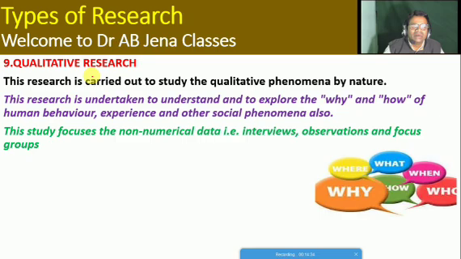The next category or type of research, friends, is qualitative research. This research is carried out to study qualitative phenomena by nature. It is undertaken to understand and explore questions like why and how of human behavior, experience, and other social phenomena also. This study focuses on non-numerical data, that is, interviews, observation, and focus groups.